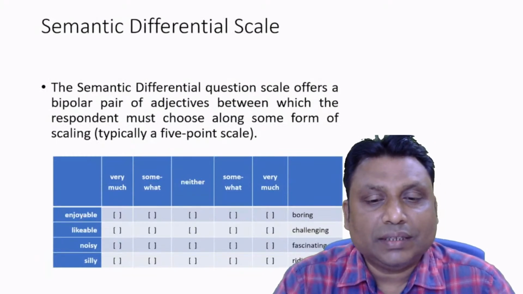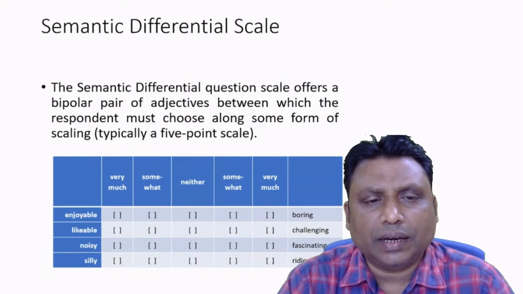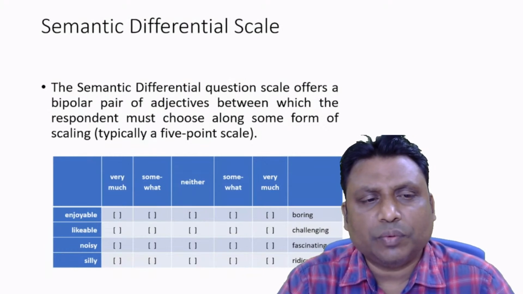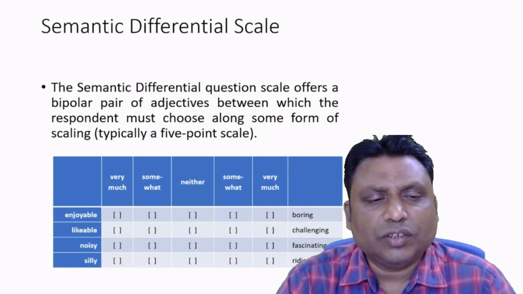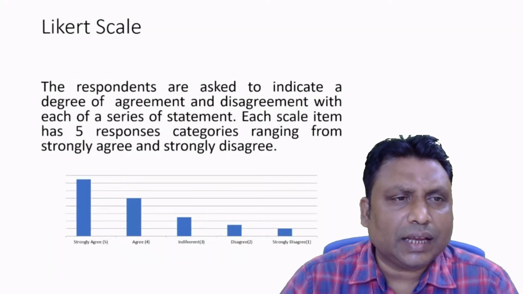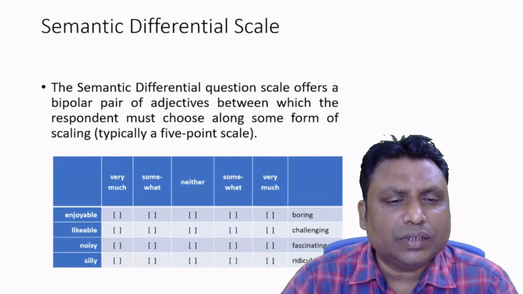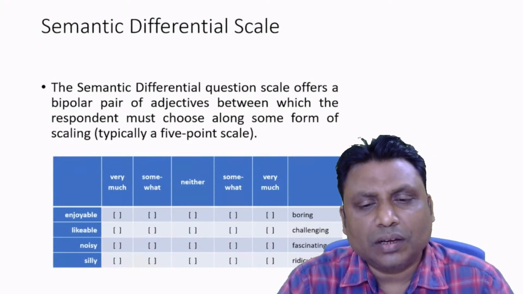Then another one is the semantic differential scale. This is a question scale with a bipolar pair of adjectives between which the respondent must choose along some scaling, typically a 5-point scale. Similarly to the Likert scale, you can use statements: very much, somewhat, neither, somewhat, or very much.